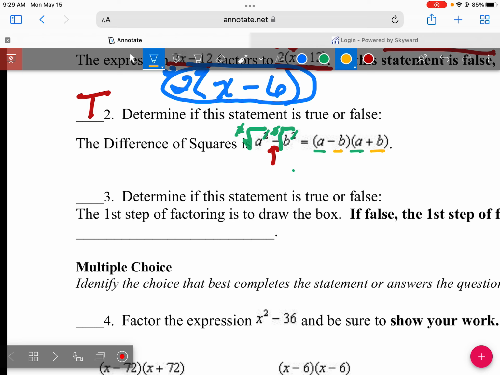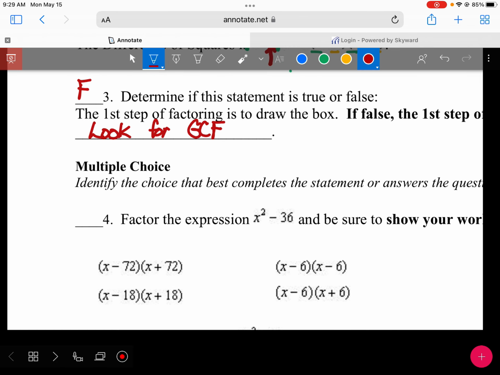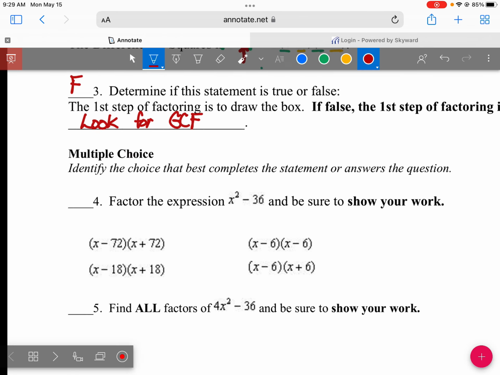Determine if this statement is true or false. The first step of factoring is to draw the box. True or false? False. What is the first step? Look for a GCF. Yes. When you're talking about factoring, the first step is to always look for the greatest common factor. Okay? Greatest common factor.